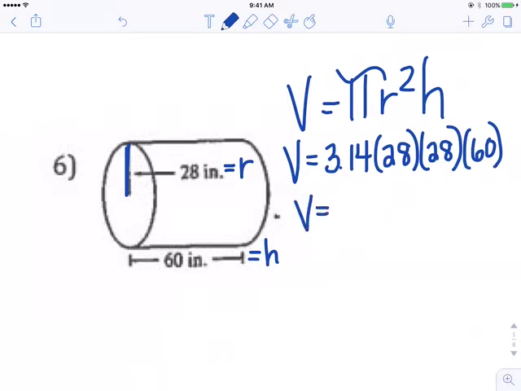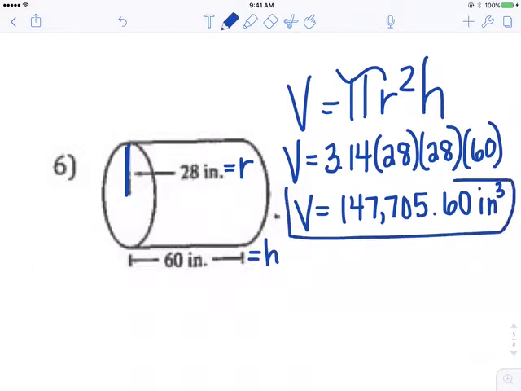Plugging that all into a calculator, 3.14 times 28 times 28 times 60. This is going to be a pretty big number. 147,705, and you could say 60 hundredths, or cross out the 0 and it should be 6/10 inches cubed. And that's your final answer for the volume of this cylinder.